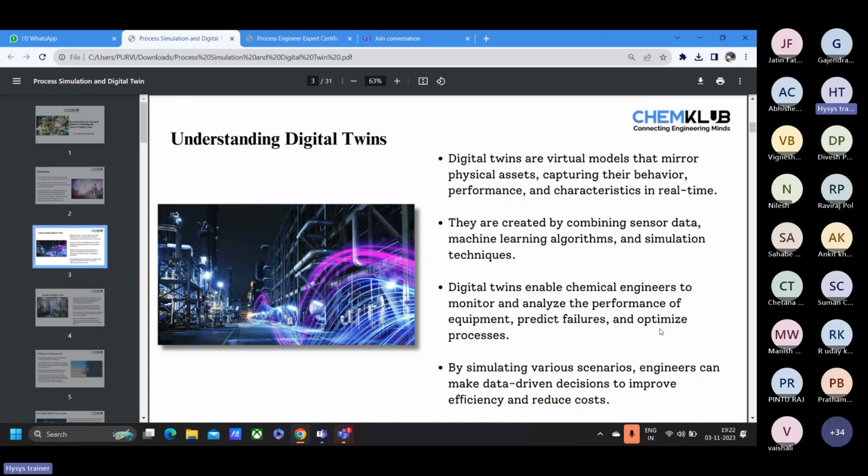Then you can also optimize the processes. By simulating various scenarios, engineers can make data-driven decisions to improve the overall efficiency, and thereby you can also have profit improvement opportunities, that is, reducing the cost.